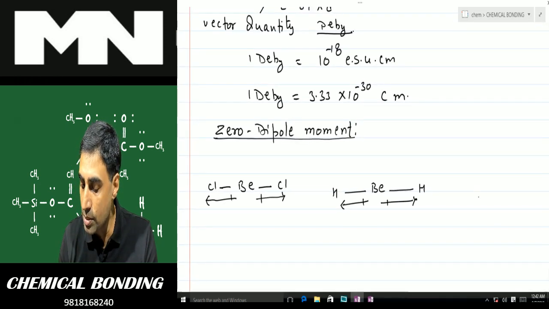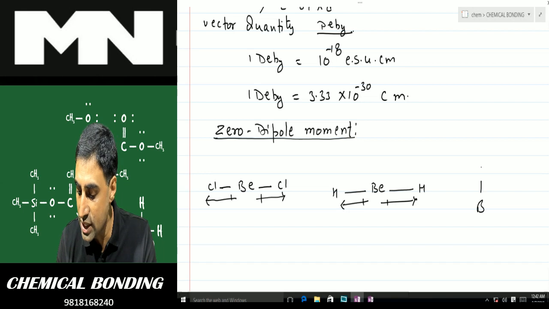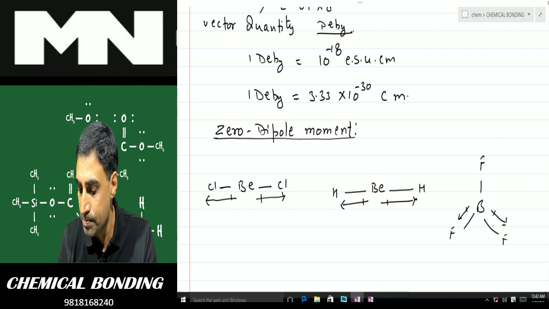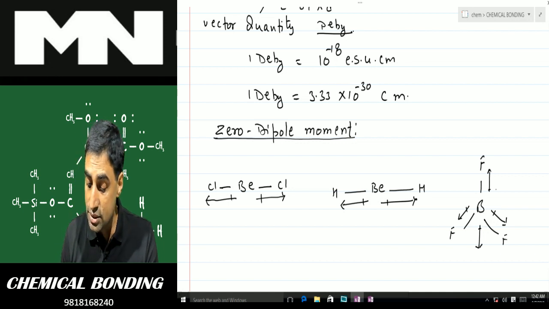Likewise, if I talk about BF3, which is trigonal planar, the molecule is like this. The dipole moment of this BF bond is like this. This BF bond is like this. So their resultant dipole moment is like this, which is cancelled out by this BF bond. Hence the resultant dipole moment is zero.